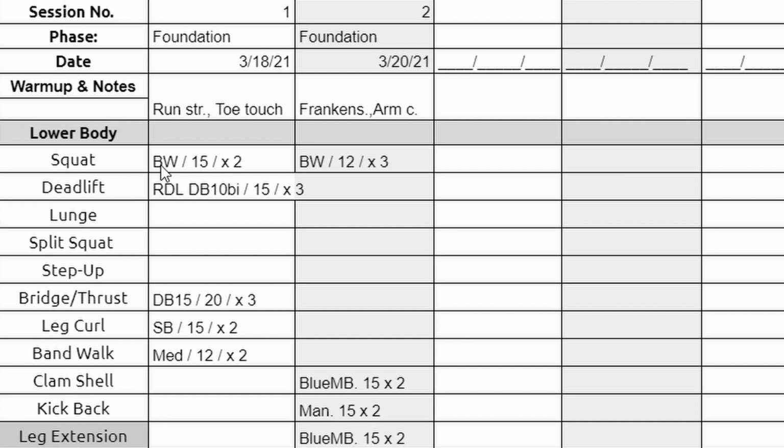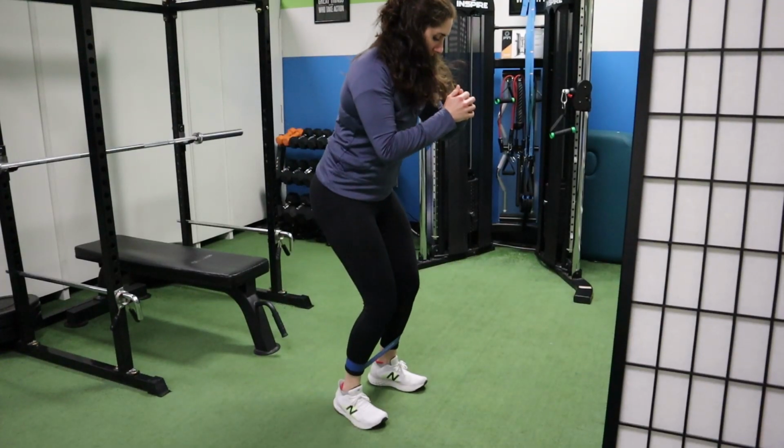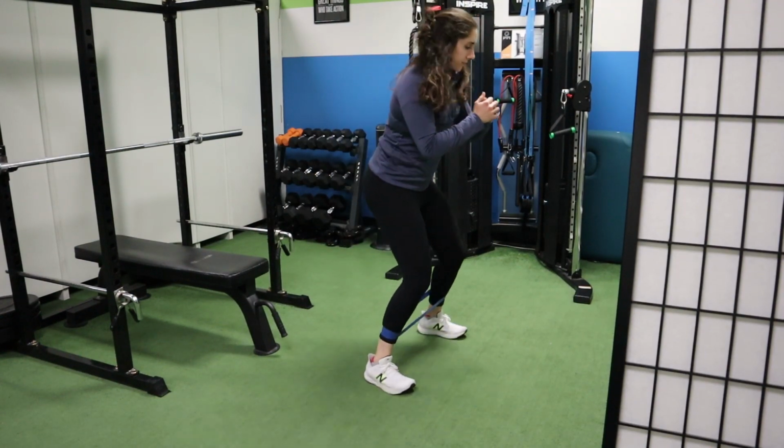In session 1, we are doing slow and controlled bodyweight squats. We're doing some light Romanian deadlifts. We're doing some pretty high rep dumbbell bridges. We're doing some stability ball hamstring curls. And we're doing some lateral band walks with a medium resistance mini band.